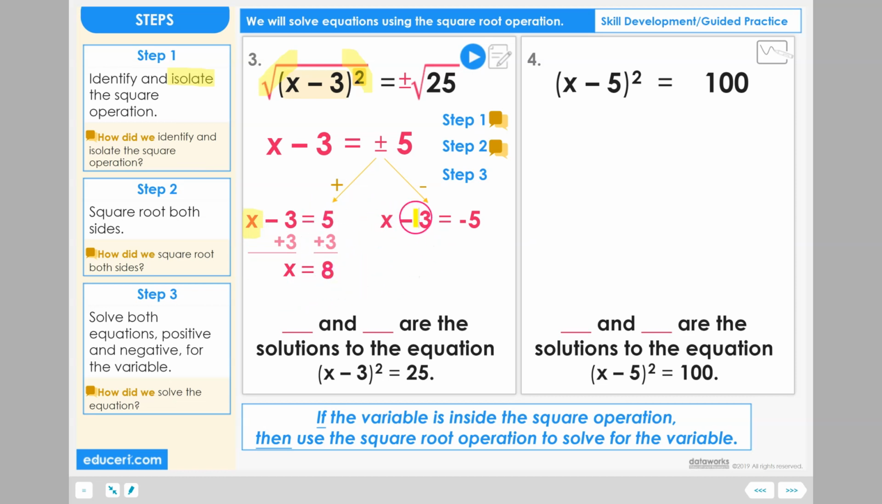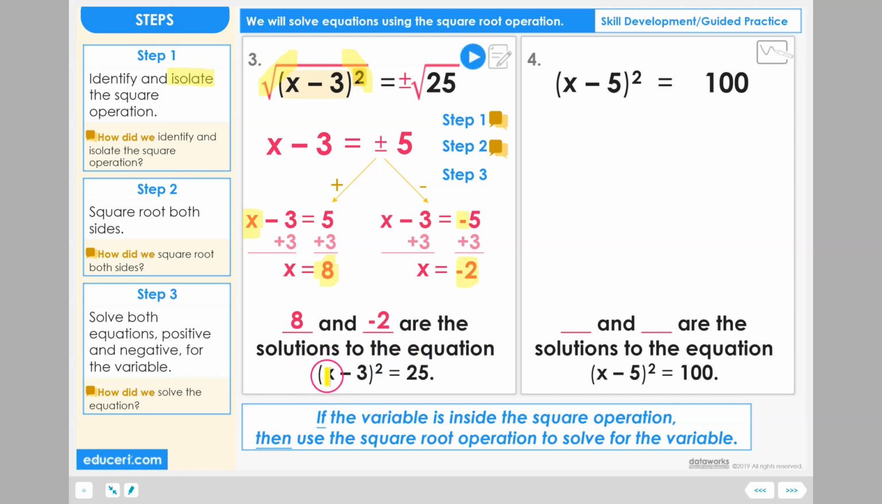We apply the same additive inverse on the negative equation, adding 3 to both sides, and now we will get x is equal to a negative 5 plus 3. We are combining with different signs, which means that we will take the sign of the larger value and then subtract, 5 minus 3 equals 2, taking the sign as negative, negative 2. 8 and negative 2 are the solutions to the equation.